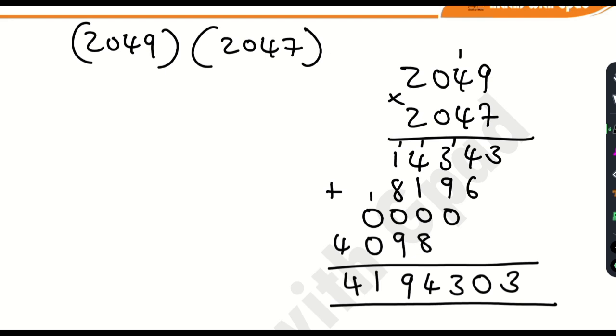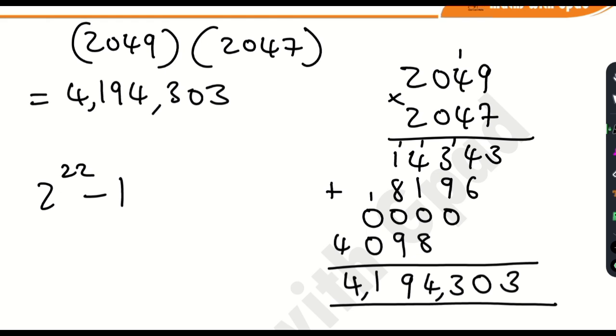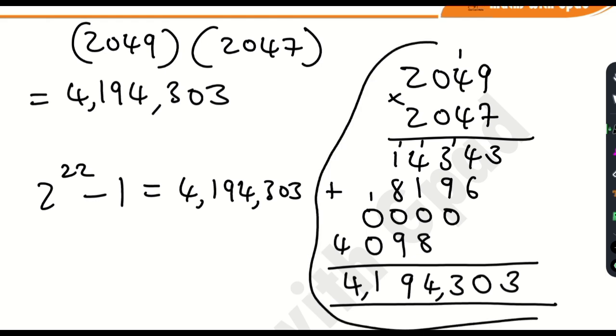So what do we have? 4,194,303. So when you multiply these two numbers here, it's going to give you 4,194,303. So what does this mean? It means that 2 raised to the power 22 minus 1 is equal to 4,194,303.